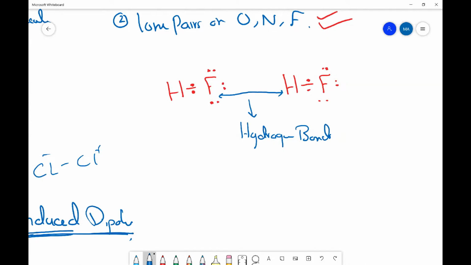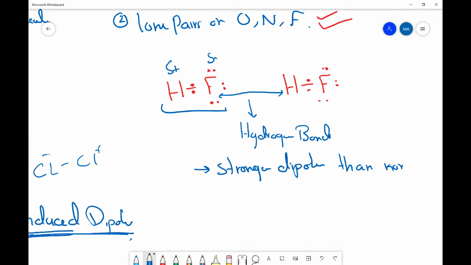A property of hydrogen bonds is that this bond is very highly polarized because the dipole is very, very strong compared to a normal dipole. You can see HF is a polar molecule because fluorine and hydrogen have different electronegativities. Fluorine will have a partial negative charge and hydrogen a partial positive charge. So their dipoles are very, very strong. Stronger than normal dipoles. This is a characteristic that molecules forming hydrogen bonds will have stronger dipoles than any other molecule.